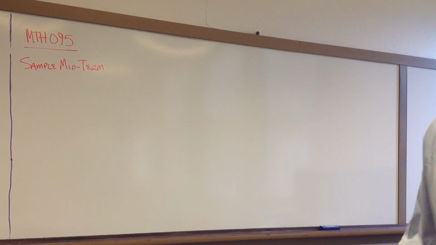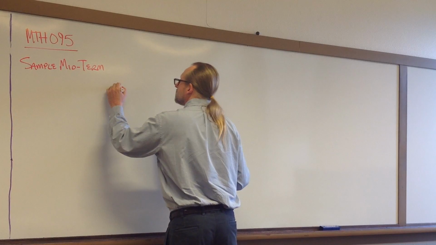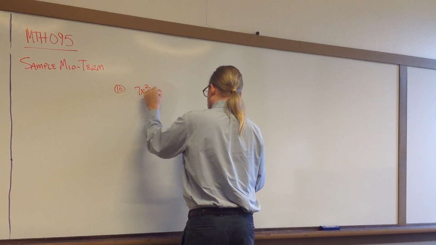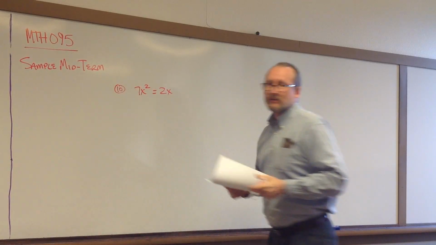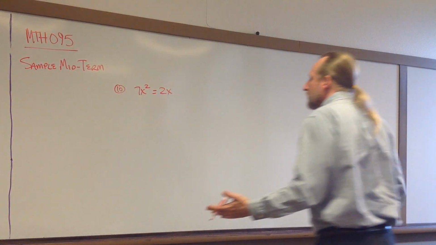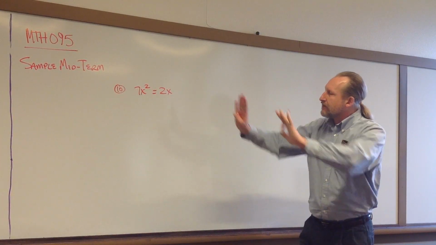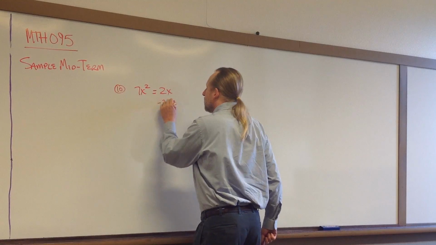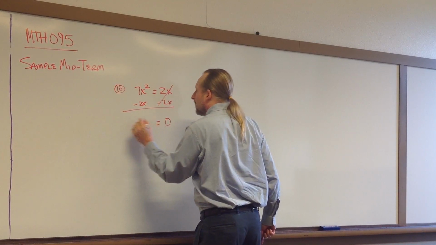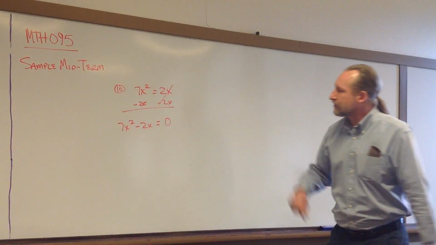Okay, problem 10. We've got 7x squared equal to 2x. So anytime you've got a power of x higher than 1, anything 2 or bigger, push everything over to the same side. Subtract 2x on both sides. Those cancel out. Over here, 7x squared minus 2x equals 0.